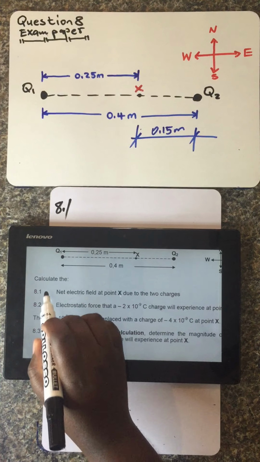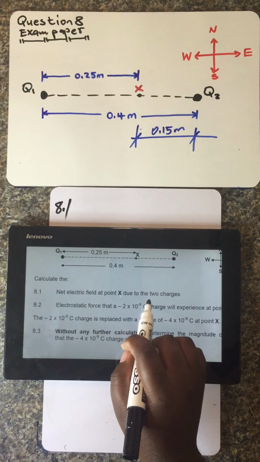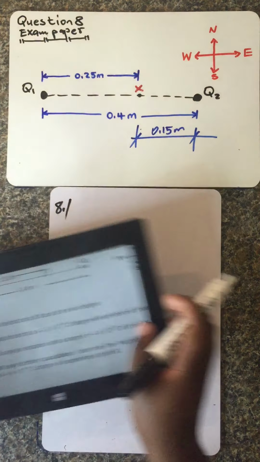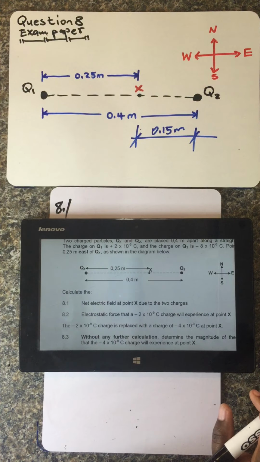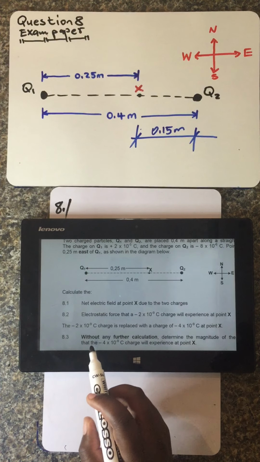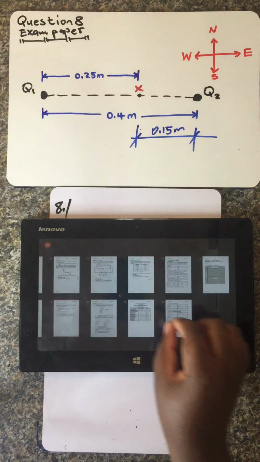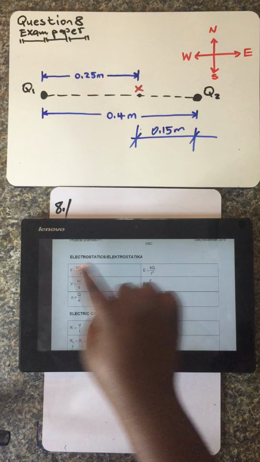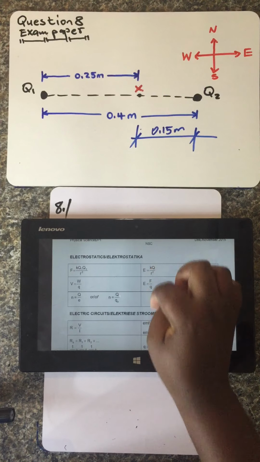Okay, the question says calculate the net electric field at point X due to the two charges. Ladies and gentlemen, very much important. In this case, you've got 2 point charges, 1, 2. So you just need to know the formula for calculating electric field. Here in electrostatics is where you choose your formulas. You're not given the formula for the net electric field, but you have the formula for electric field, which is that E there.